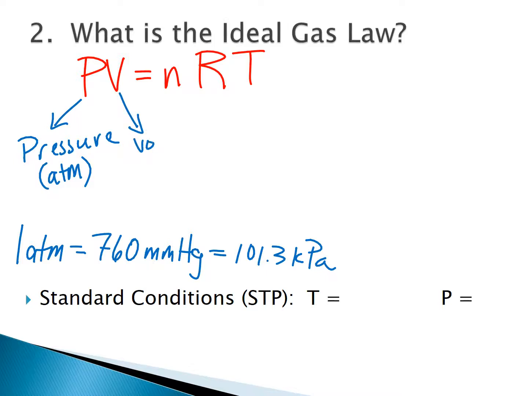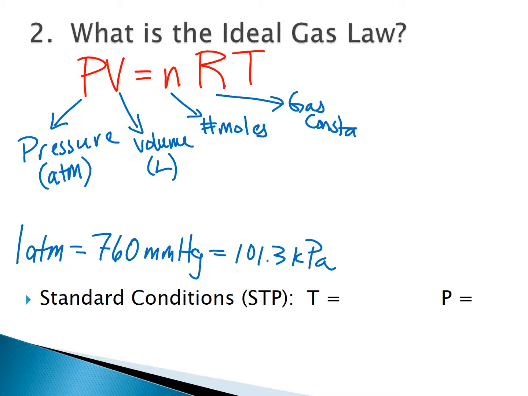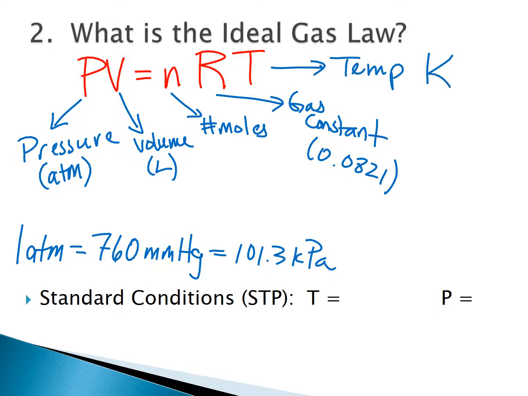V is the volume, and volume must be in liters. n is the number of moles of gas. R is known as the universal gas constant, or just gas constant, and that has a value of 0.0821. Finally, T is the temperature, and of course temperature must be in Kelvin.